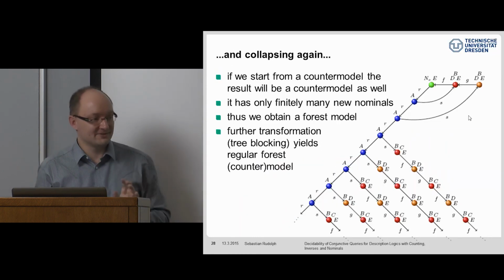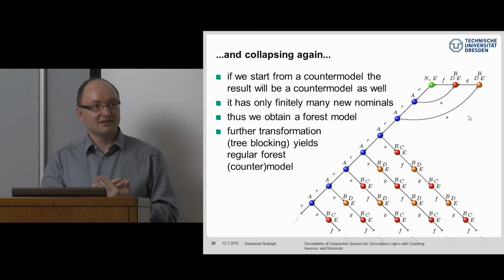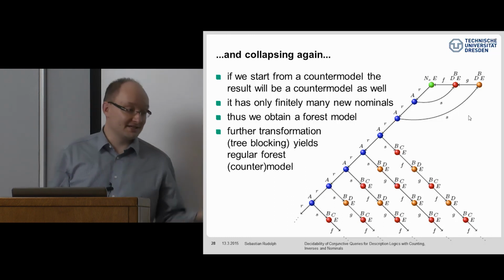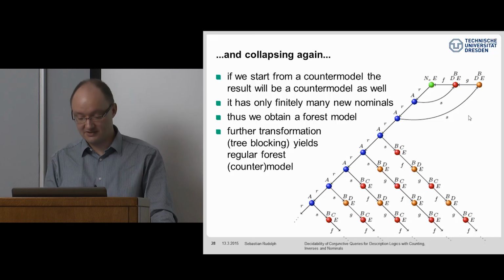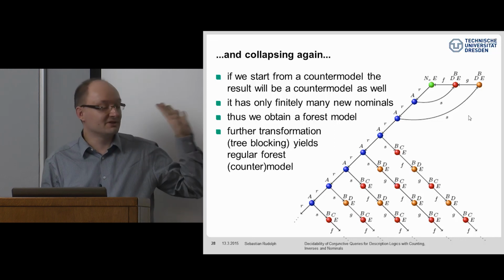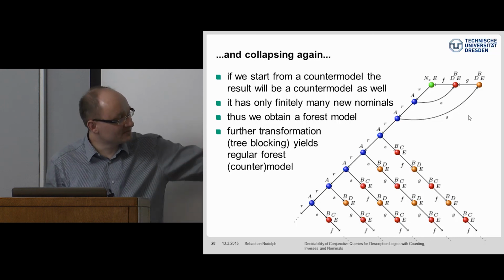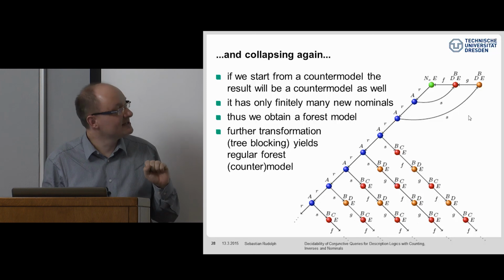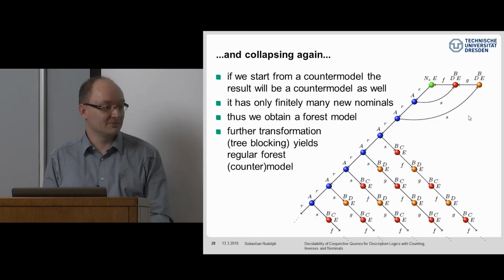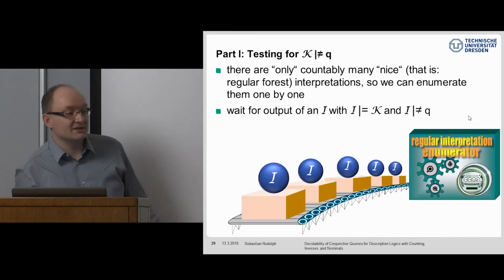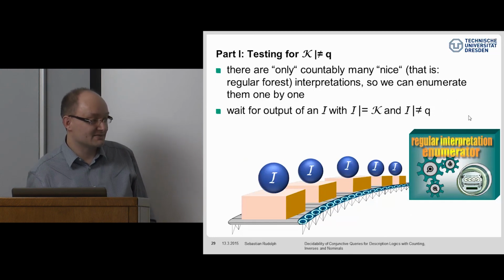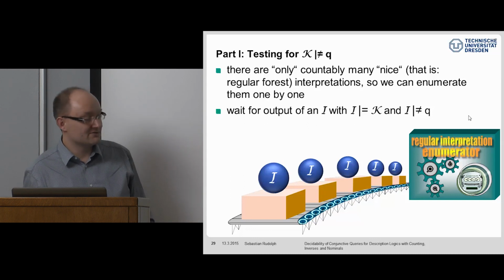Okay, now why have we done this? Well, the idea was to show that for each arbitrary counter model, we find a nice counter model. Nice meaning a forest model which is of this structure. And when we focus on forest models, the nice thing is we know regular forest models, so there's something else to be satisfied, but that's not so complicated. Then we know there's only countably many of them, which brings us to the possibility that we can enumerate all the forest models one by one, and for each of them we check if the query matches.